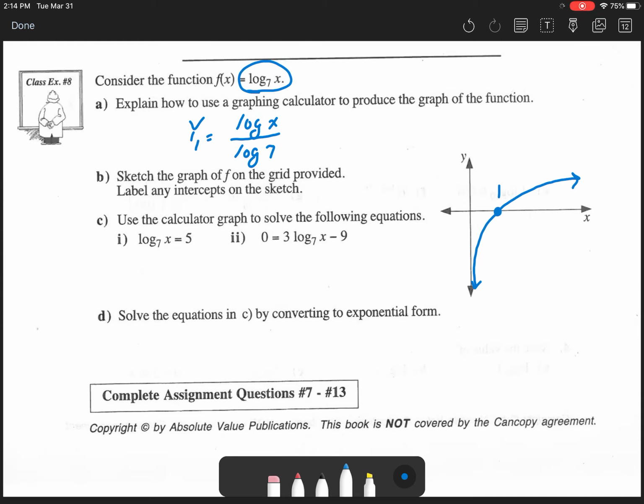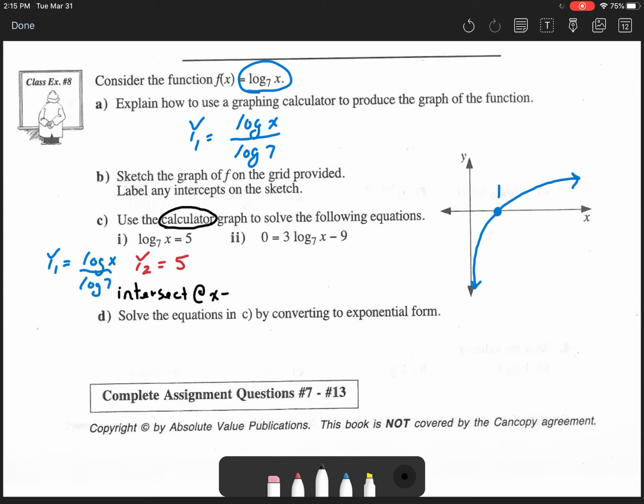Now, C says use the calculator to solve the following equations. So if I was to solve the following equations using my calculator, I have log base 7 of x is equal to 5. What I would do is graph y1 as log x over log 7. That's the first function. And because I have a function on the other side of the equation, I would graph y2 is equal to 5. And I would want to know where those two graphs intersect. I want the x value of where they intersect.